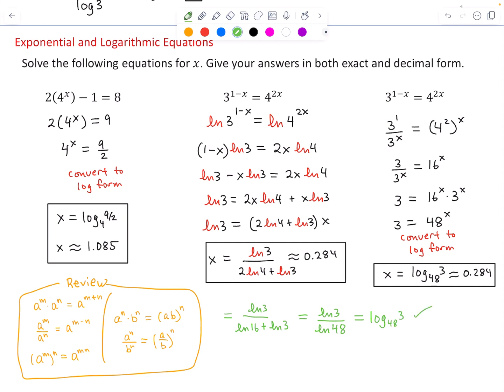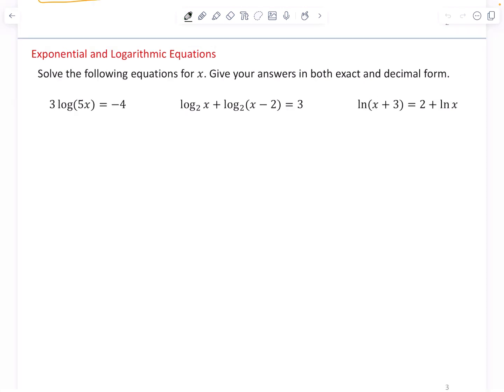It does not matter to me which solution approach you choose to take, but I do recommend you practice both. Okay, next slide. On this page, we will solve 3 different equations, but this time we are solving for x where x is an argument or part of an argument of one or more logarithms. In this first case, x is part of an argument of a log.